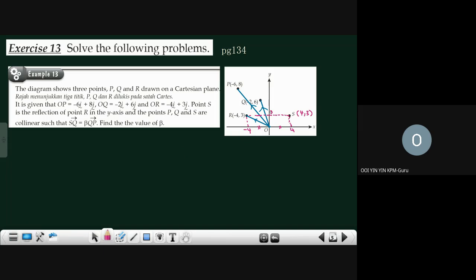Okay, that's it. And then the reflection is in the y-axis. They tell you the points P, Q, S are, wow, collinear. Yeah, I still remember this word collinear. That means that they are on the same line. 在同一条线上. Such that SQ equals beta QB. Find the value of your beta.